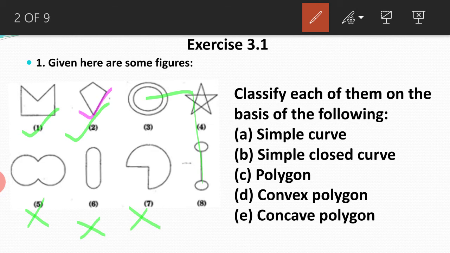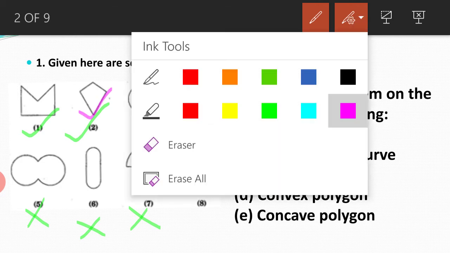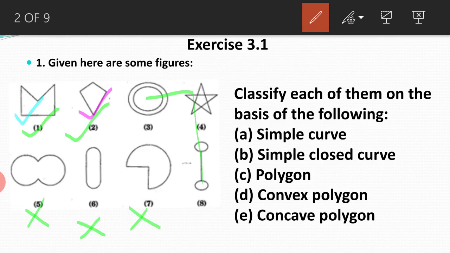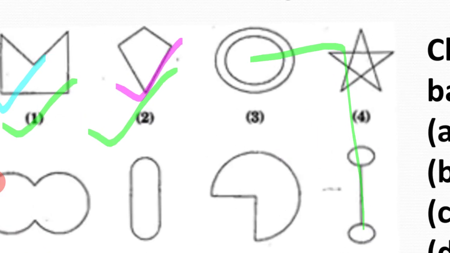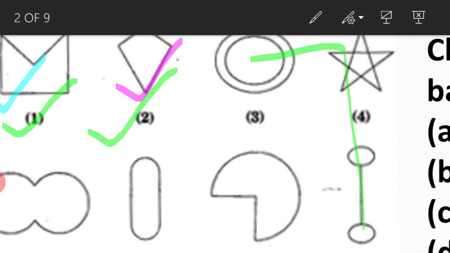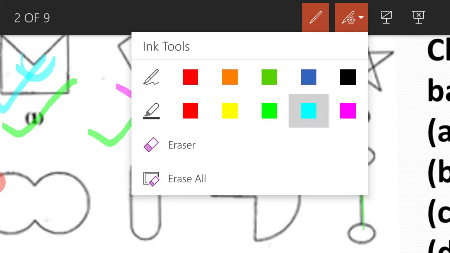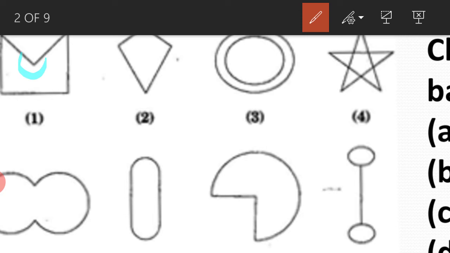And the next, which is the concave polygon? So you can have the first one as the concave polygon because you will find there is one reflex angle in this particular figure. Can you see the reflex angle, children? Where is the reflex angle? This one is the reflex angle. I'll erase the rest of the figure so it will be very clear. This is the reflex angle. So which is the concave polygon? First one is the concave polygon.